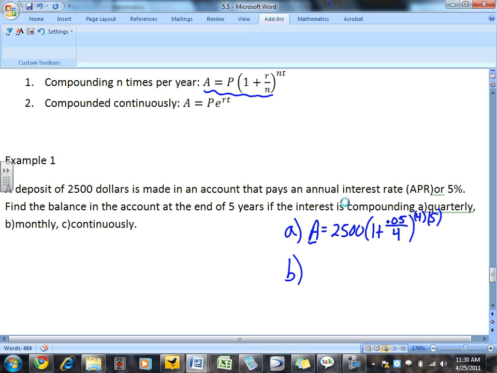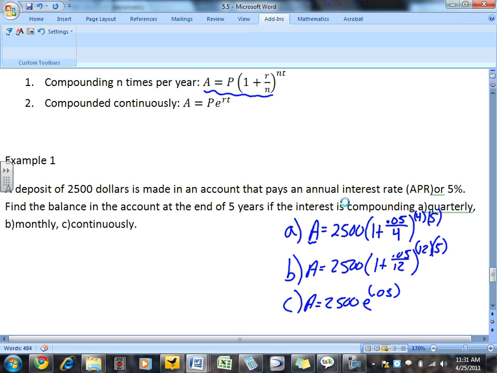For B, if it's compounded monthly, it's the same thing, except we put 12 instead of 4. So it's 2,500 times 1 plus 0.05 over 12, to the 12 times 5. And then C, continuously, is 2,500 times e to the rate, 0.05, times our time, which is 5 years. All we have to do here is plug that into a calculator and solve a pretty easy formula. This is just plugging and chugging.